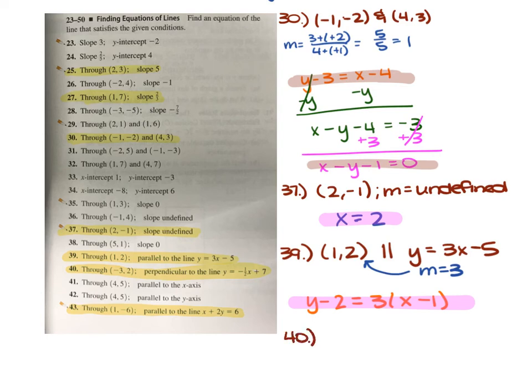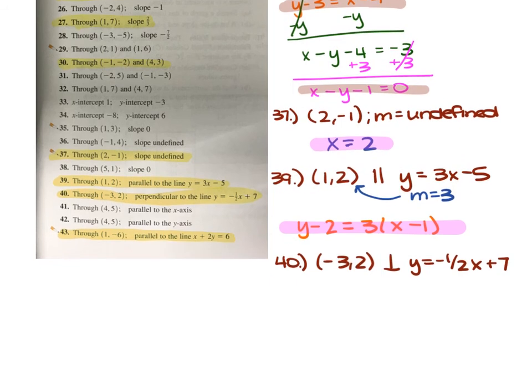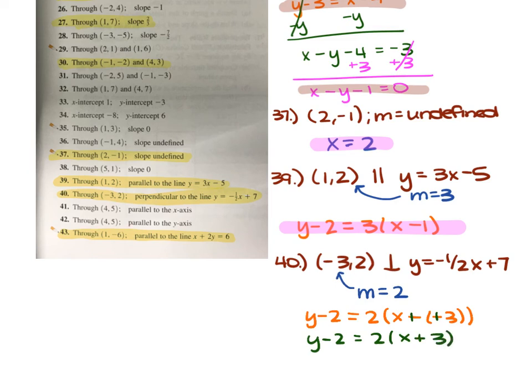For 40, we're going through the point -3, 2, and it's perpendicular to the line y is equal to -1/2 x plus 7. If it's perpendicular to this line, then our slope is going to be the opposite sign, so it's going to be positive, and the reciprocal of 1/2. So it's just positive 2. We use that with our ordered pair. We put it into point slope form. We have y minus 2 is equal to 2 times x minus -3. You can't have two negatives next to each other, so this simplifies to be y minus 2 is equal to 2 times x plus 3.